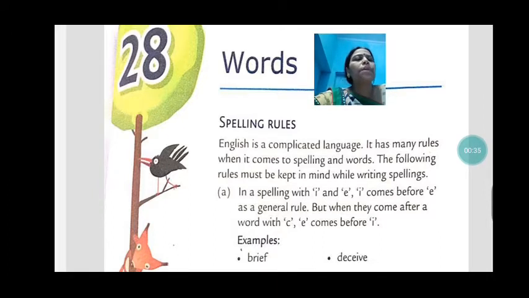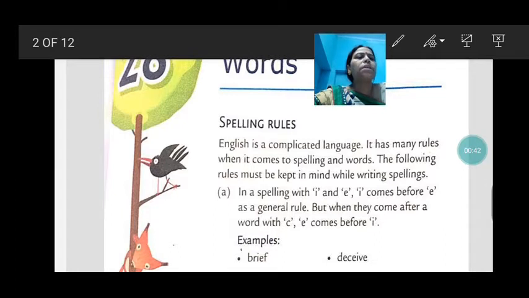The following rules must be kept in mind while writing spellings. So there are some rules given which we can keep in our mind when we write the spellings. See, the first one is the spelling with I and E. I comes before E as a general rule, but when they come after the letter C, E comes before I. There is a rule that when there is I and E in a word, then I will come before E. But you have to keep in mind that when there is a C, and then there is E and I, instead of I coming before E, E is coming before I.